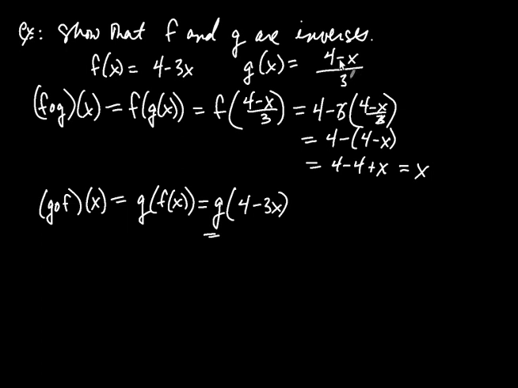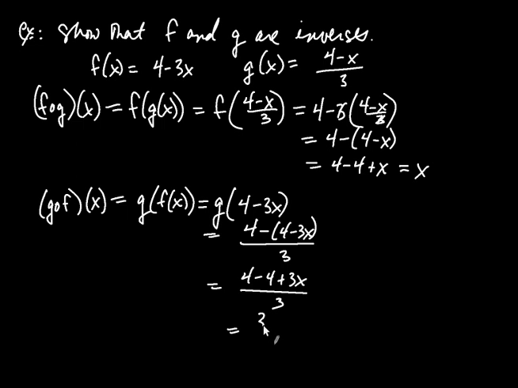So we're going to have 4 take away 4 minus 3x, all divided by 3. And what do we get? Well, that's going to be, in the numerator, 4 take away 4 plus 3x, and then divided by 3. And these cancel out, and you get 3x divided by 3, which is equal to x. And that's what we wanted, right? So we showed it's true in both directions, and that implies the functions f and g are indeed inverses of each other. They undo each other. So these two functions, f and g, are inverses.